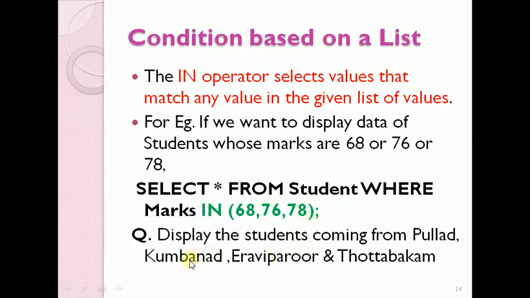Let's see another example for this. Select the students coming from the places Pullad, Kumbanad, Iruperur and Thottaphagam. So these are 4 places from where students are coming. If you want to search whether the student is coming from these 4 places, we can write a query like this.